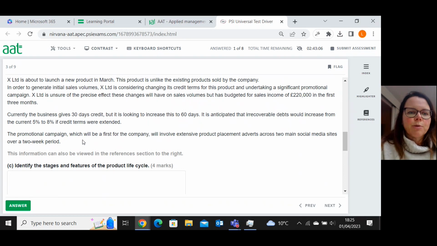The promotional campaign, which will be a first for the company. Oh, there we go again, another trailblazer. Is it going to work? Why do we think it's going to work, etc.? Will involve extensive product placement adverts across 2 main social media sites for 2 weeks. So lots of questions there. Why product placement? That's basically where someone's seen using your product. 2 main social media sites. What 2? Are they the right ones? Are they appealing to our target audience, target market? 2-week period. Is that long enough? Right, so basically you're just raising questions.